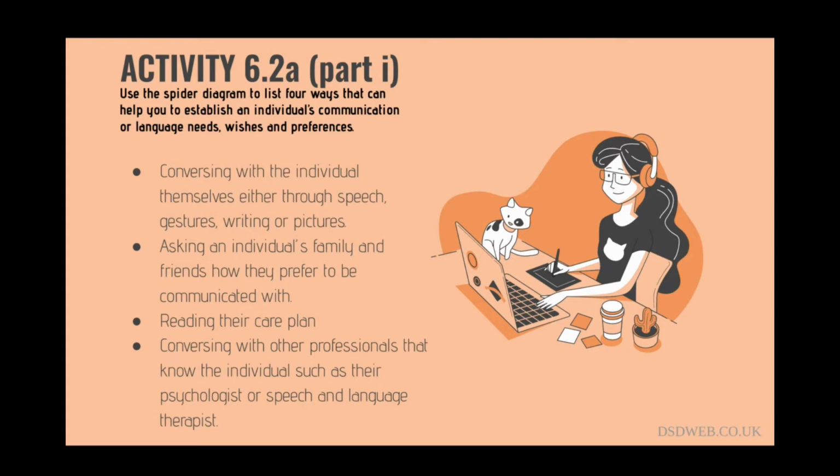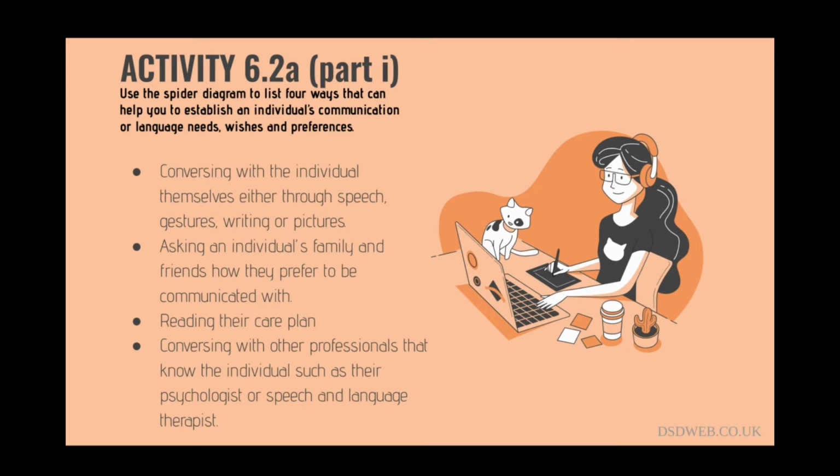Part 1 of Activity 6.2a asks you to list 4 ways to establish an individual's needs, wishes, and preferences. Perhaps the most obvious is to ask the individual themselves. If they are non-verbal, you may try out different methods of communicating with them directly to find out what works and what doesn't.